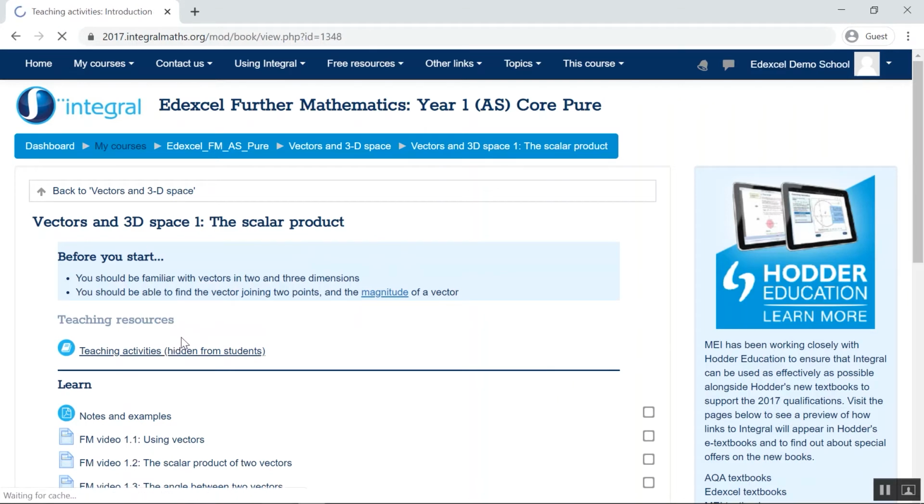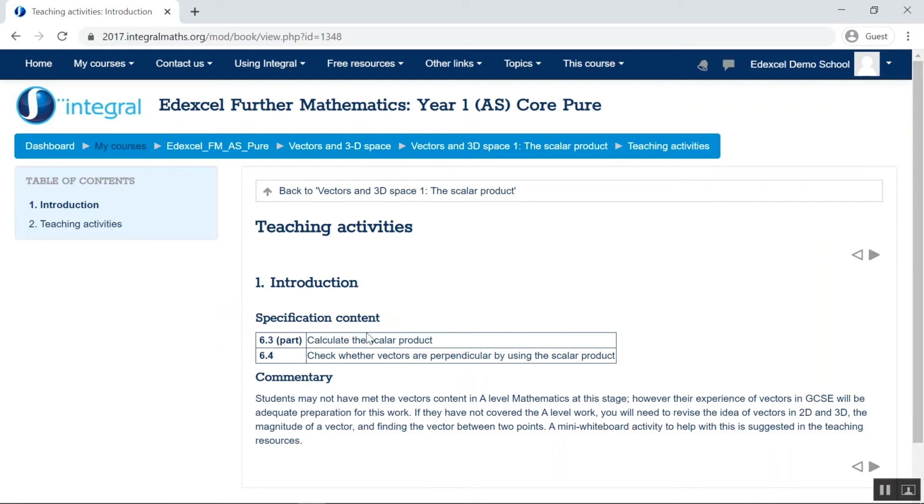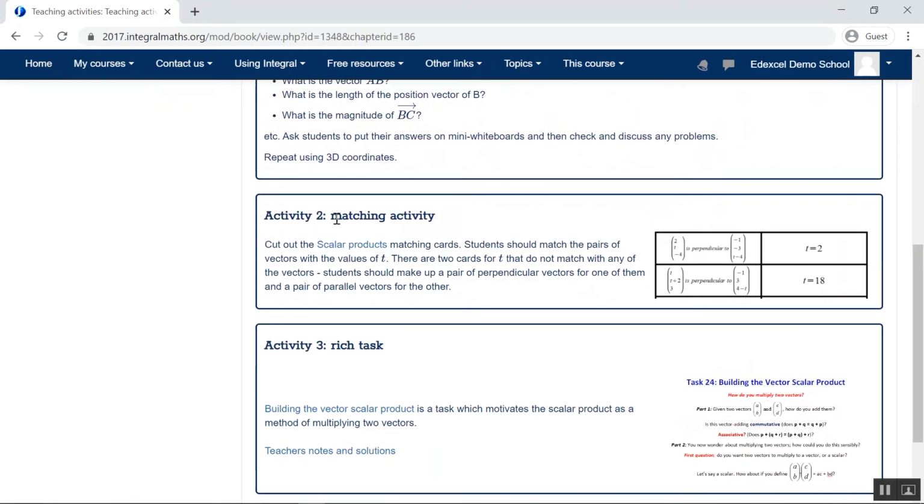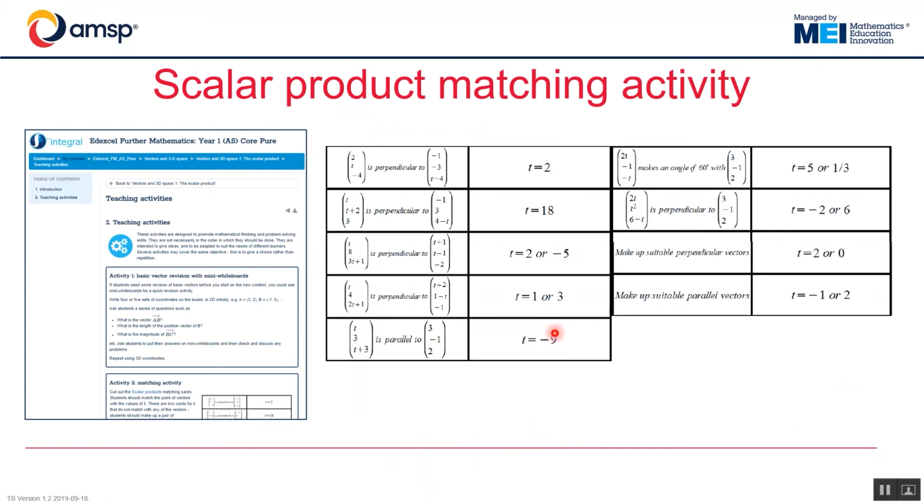All the three activities in this video are taken from the teaching activities. There's a brief introduction, and then the teaching activities themselves are listed in section 2, and you'll see this particular one here is this matching activity, activity 2. So this is the activity, and I would suggest finding this yourself on Integral, downloading it and having a go at using it before trying it with your students in the classroom. And the activity involves matching a value of t with a case of two vectors here and some information about them: perpendicular, maybe parallel, maybe that it's a certain angle.